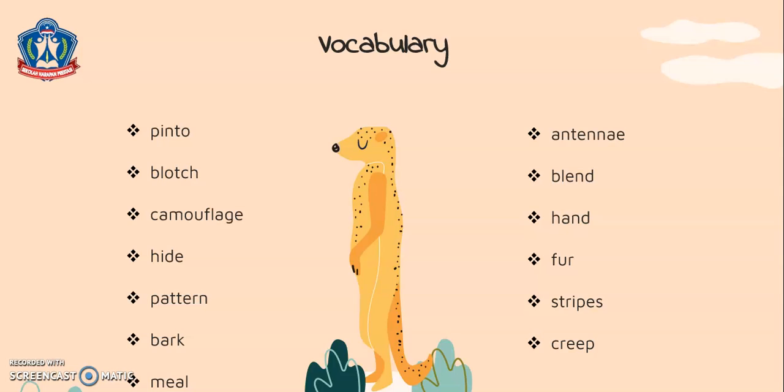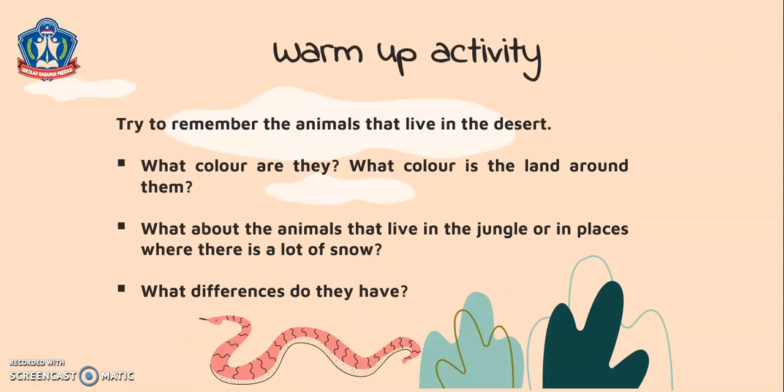For our vocabulary, we have the following words: pinto, blotch, camouflage, hide, pattern, bark, meal, antennae, blend, hand, fur, stripes, creep. Take your time to check their meanings and write your answers in your English notebook.